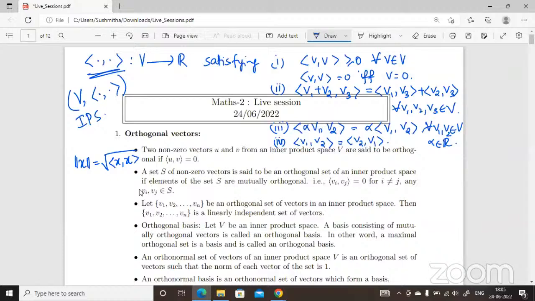Okay, fine. So all this was discussed previously. Now on inner product spaces, what all can we see? That's what week 8 is all about.